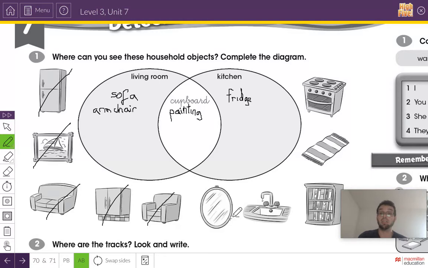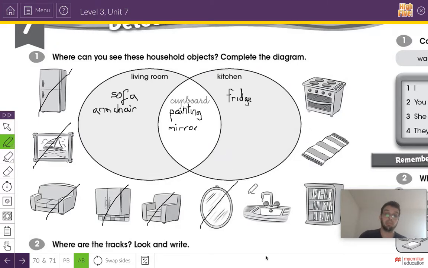And what was this? Do you remember? All right, it's a mirror. Where do we find a mirror? In the living room or in the kitchen? Well, maybe both. Let's write it in the middle. Mirror. If you know the Disney film Snow White, you might know the saying, "Mirror, mirror on the wall, who is the fairest of them all?"